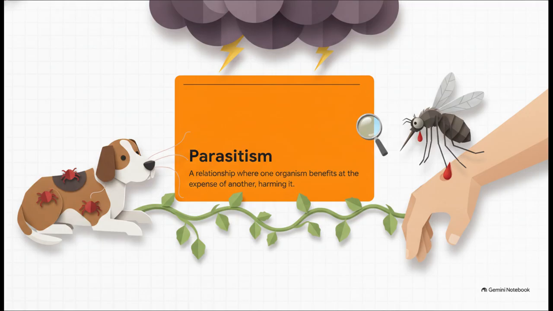And finally, we have the darker side of symbiosis, parasitism. This is your classic win-lose situation, where the parasite steals resources from its host, causing the host actual harm. The parasite benefits because it gets a free meal and a place to live, but it does so entirely at the expense of the other organism.